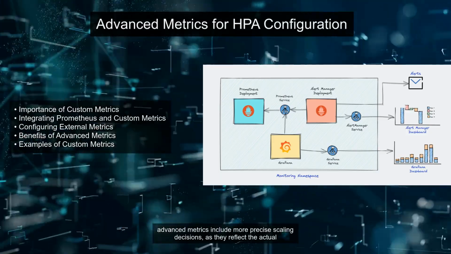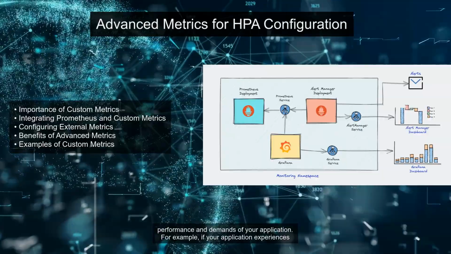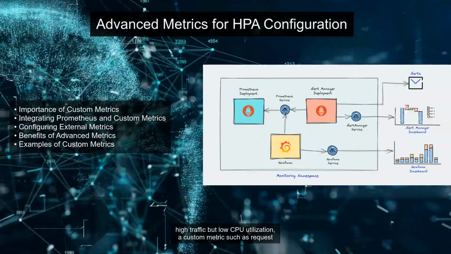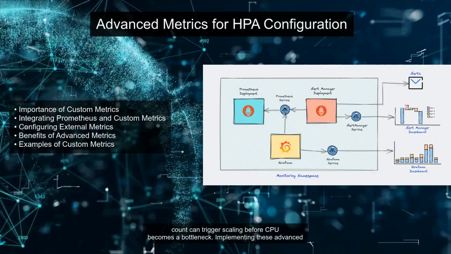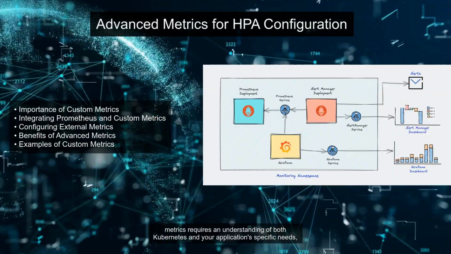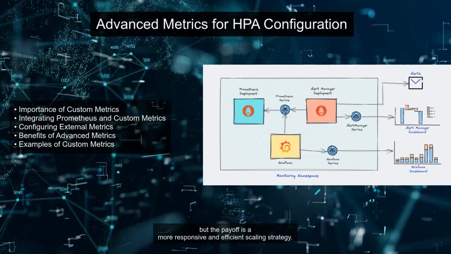The benefits of using advanced metrics include more precise scaling decisions, as they reflect the actual performance and demands of your application. For example, if your application experiences high traffic but low CPU utilization, a custom metric such as request count can trigger scaling before CPU becomes a bottleneck. Implementing these advanced metrics requires an understanding of both Kubernetes and your application's specific needs, but the payoff is a more responsive and efficient scaling strategy.